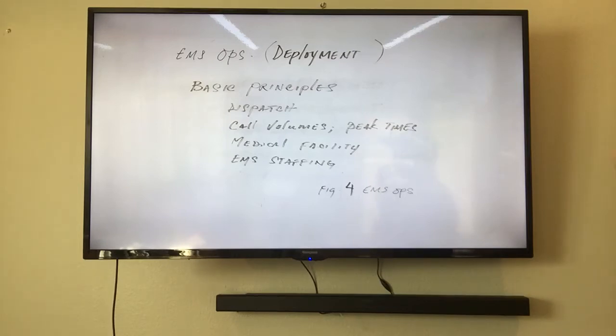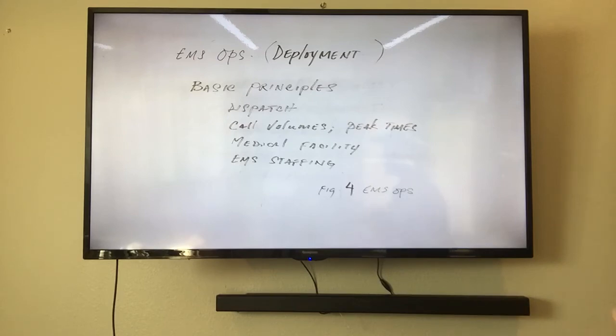We analyze the peak times. We analyze how our medical facilities are handling these types of call volumes and these types of patients as a response. And it allows us to provide more EMS staffing and to justify having more units to provide a better service to our community.